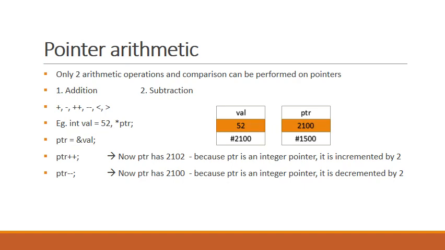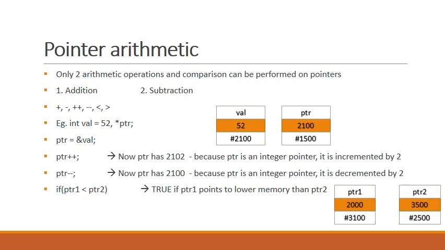So if you are going to access an array using a pointer, we'll be just in need of these operators, PTR plus plus and PTR minus minus. Next is the comparison. So comparison is nothing but comparing two values, whether one is lesser or the other one is lesser. So here we have two variables, PTR1 and PTR2. So here I have just visualized it. PTR1 is stored at some location 3100 and PTR2 is stored at some location 2500. PTR1 holds the value 2000 and PTR2 holds the value 3500. So 2000 and 3500 are memory addresses of some other variables. Fine. So now you can just compare those values.